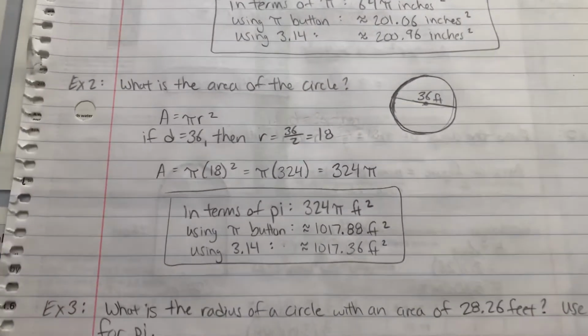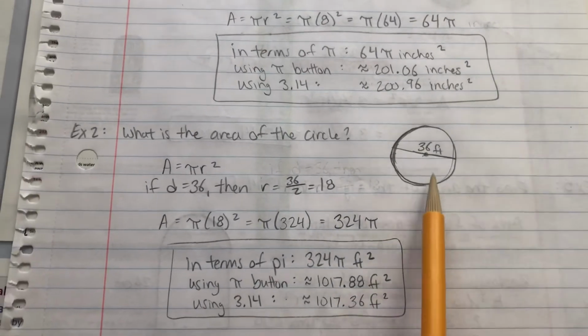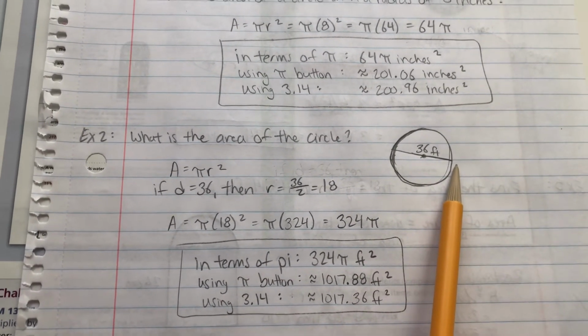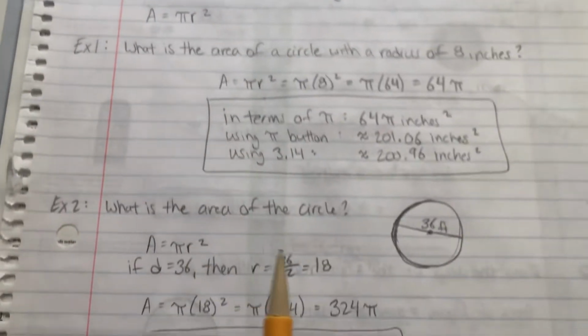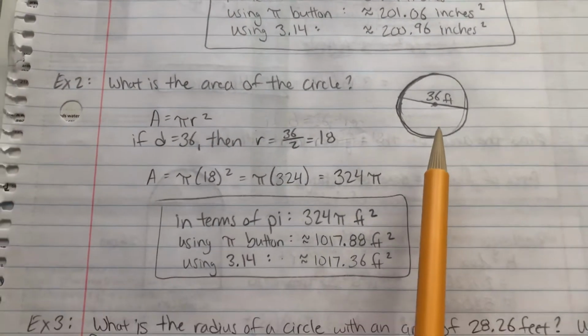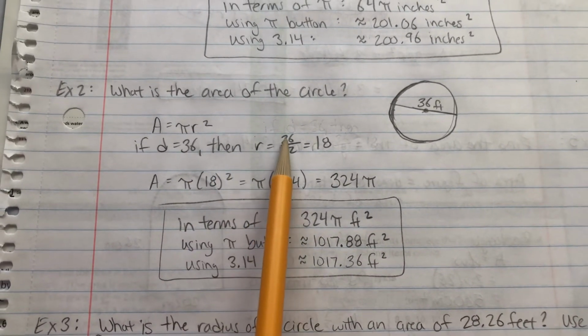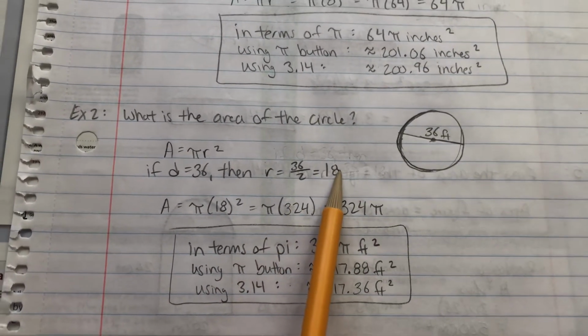Okay, example 2 is going to be very similar, but in this problem, the circle they give you the diameter, not the radius. And as we said above, in the formula, you have to have radius. Well, luckily for us, we're pretty good at dividing values by 2. So if the diameter is 36, our radius is going to be half that, or divide by 2. Our radius would be 18.